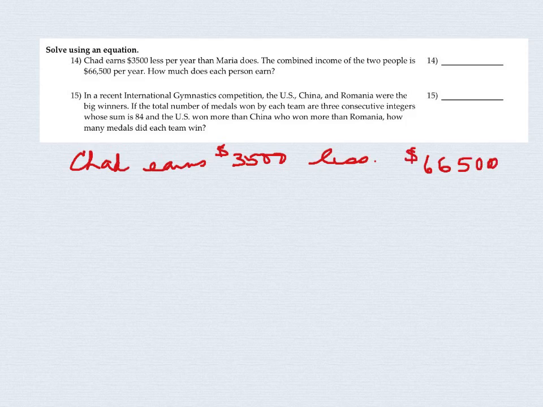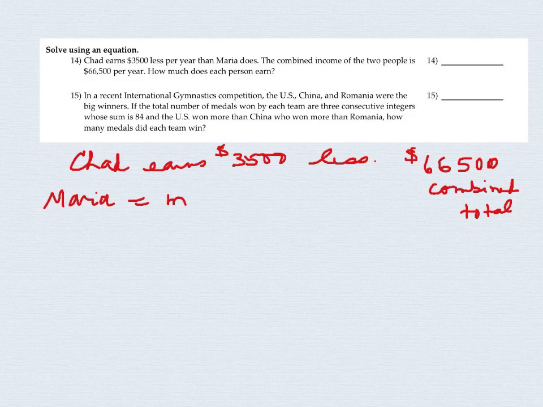What you should know right away when it asks how much each person earns, and it says the word combined total, is that we have to add the two salaries together. We don't know what either salary is, but we do know the relationship of one to the other. So we need to set up an equation with a variable in it. Let's say we use the letter M for Maria. What Maria makes plus what Chad makes is going to equal $66,500.